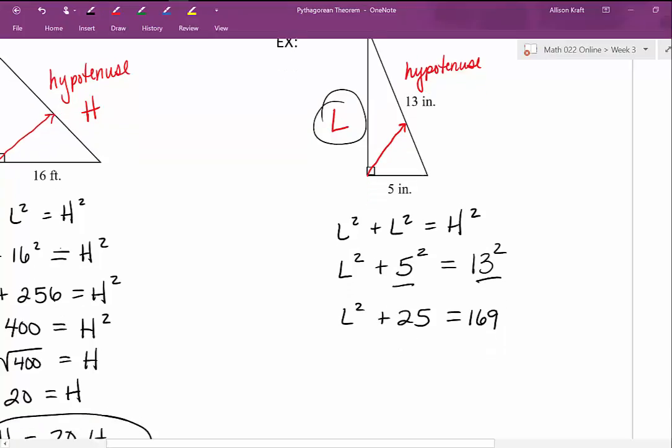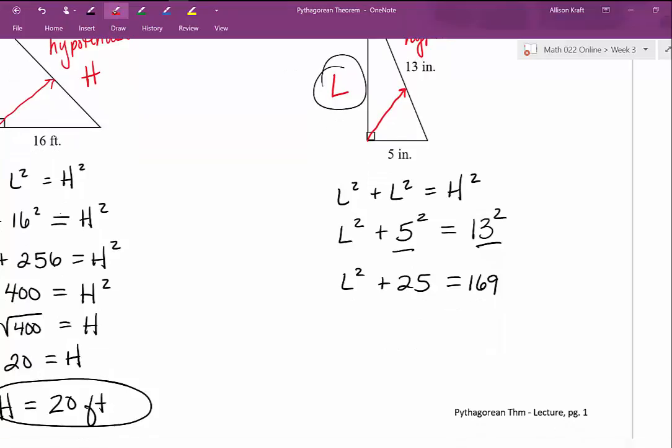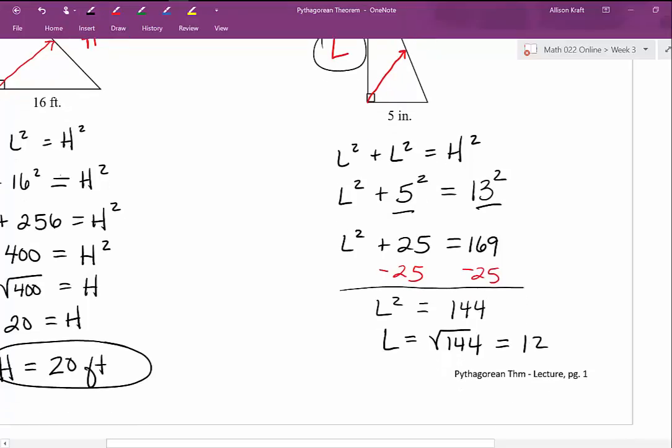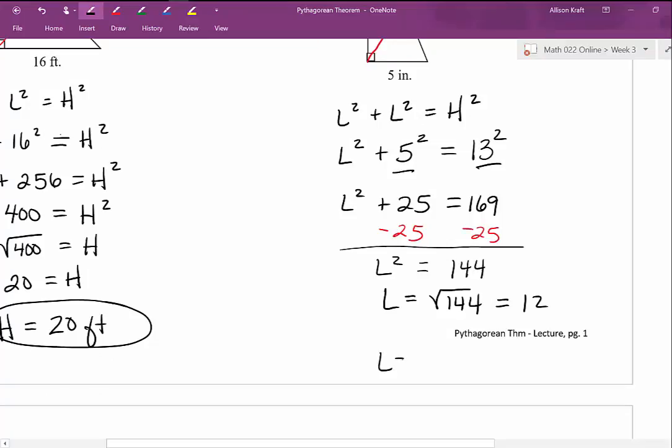I want to solve for L. I want to get that variable all by itself. I'm going to subtract 25 from both sides. Gives me L squared is equal to 144. But again, I don't want to know what L squared is. I want to know what just L is. I want to know what number raised to the second power is 144. That's the same as finding the square root of 144. The square root of 144 is 12, which means that our leg is equal to 12 inches.